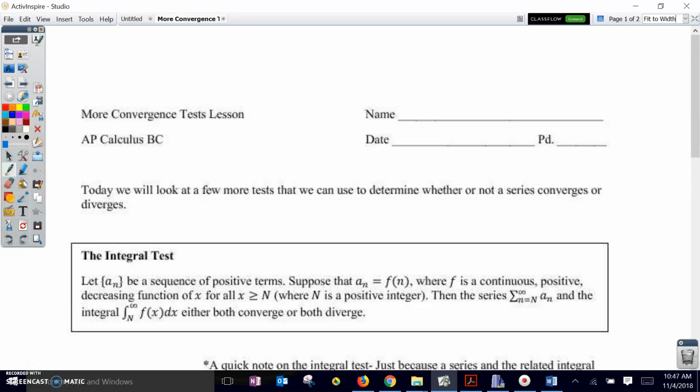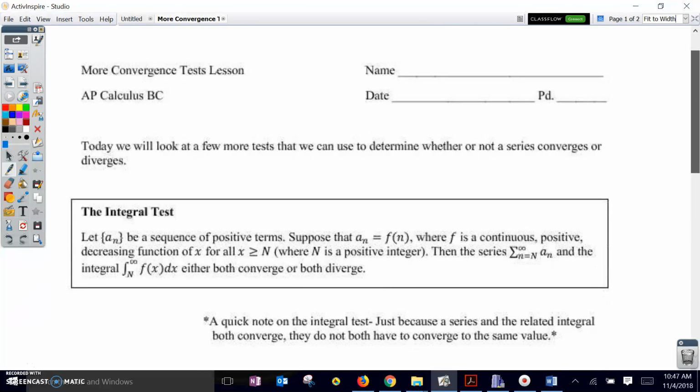Alright, welcome back everybody. In this video we're going to look at some more convergence tests. Alright, the first one we see here, the integral test.